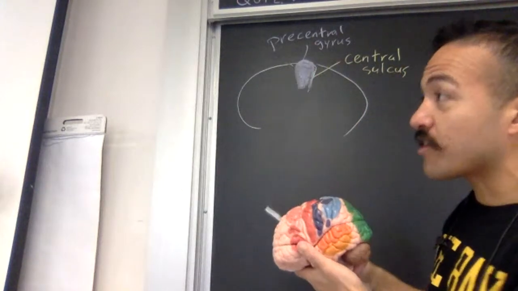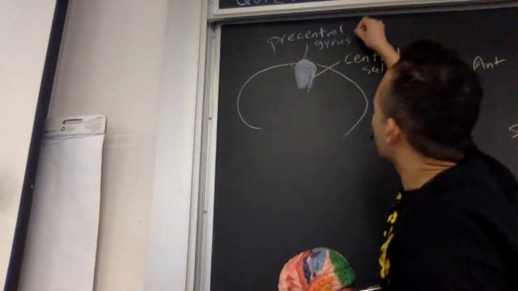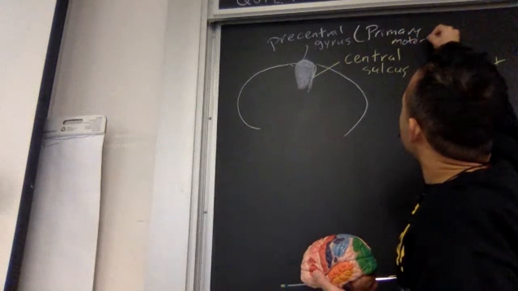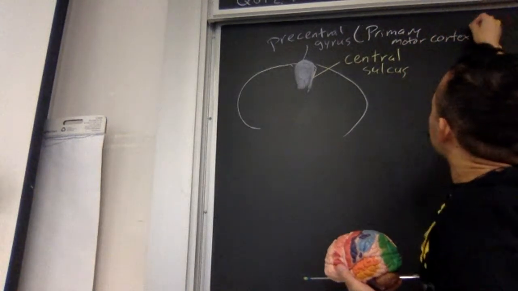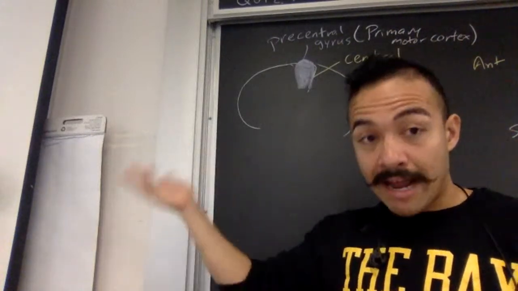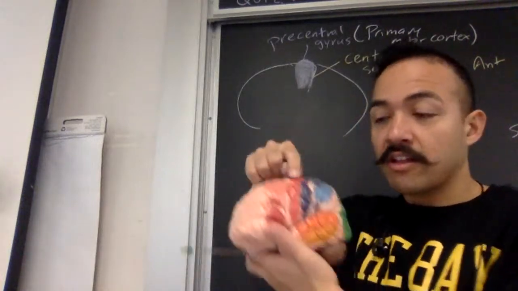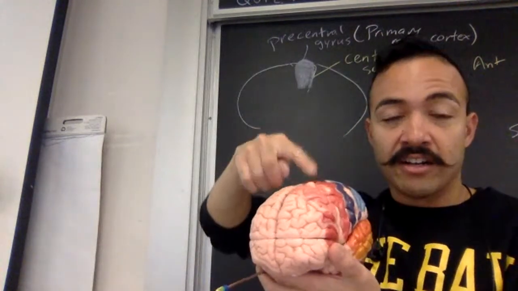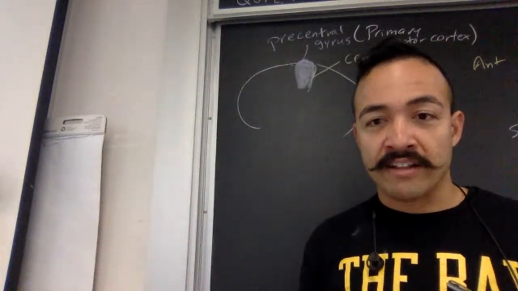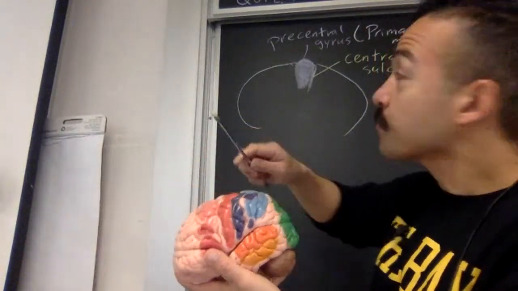The precentral gyrus houses the primary motor cortex. It's in that primary motor cortex where we have pyramidal neurons that control our skeletal muscles. The signal starts here in this red area, and it sends out through a pathway down the spinal cord to our muscles. We're going to go over that later, but that's one really important thing that happens in the frontal lobe.